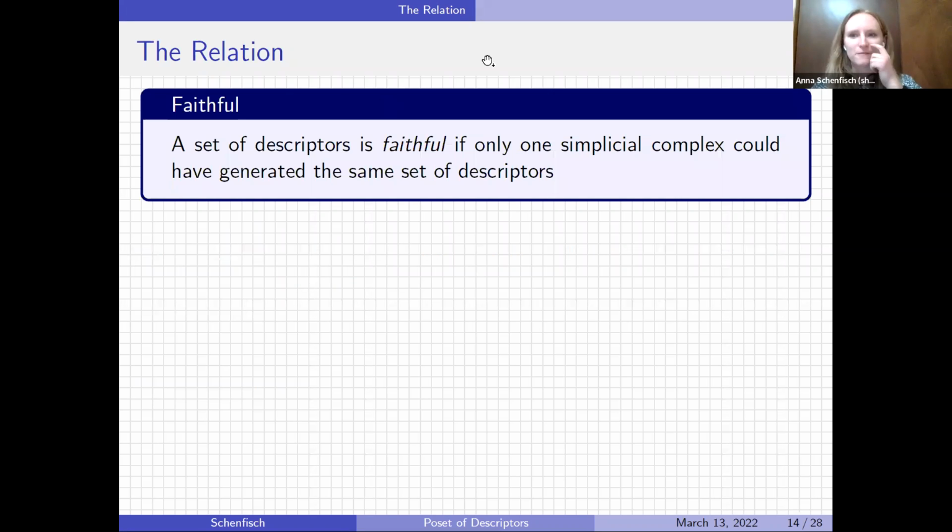So in order to define the relation, we also first need this definition called faithful. So this adjective describes a set of descriptors taken from multiple directions. So we say that a set of descriptors is faithful if there's only one simplicial complex that could have generated that same set. So let's go through a quick example of what's going on here.